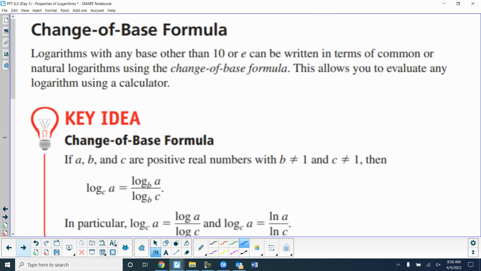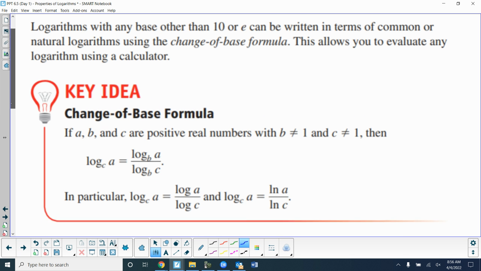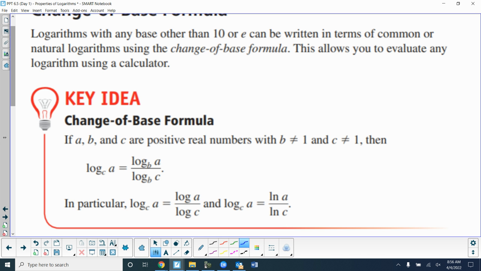Okay. All right, here's our change of base formula. This is going to be your favorite. It says a logarithm with any base other than 10 or e can be written in terms of common or natural logs using the change of base formula. This allows you to evaluate any logarithm using a calculator. So this change of base formula lets you use a calculator for everything.